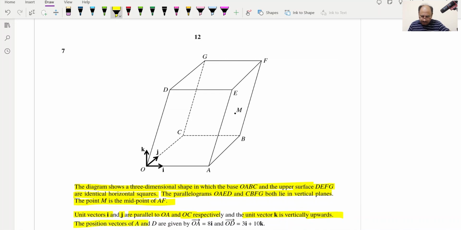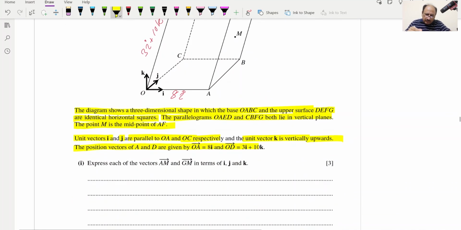The position vectors of A and D are given by OA is equal to 8I, and OD is equal to 3I plus 10k. So 3I plus 10k is OD, and what we have to do is express each of the vectors AM and GM in terms of I, J, K, and this will be a 3 marks question.